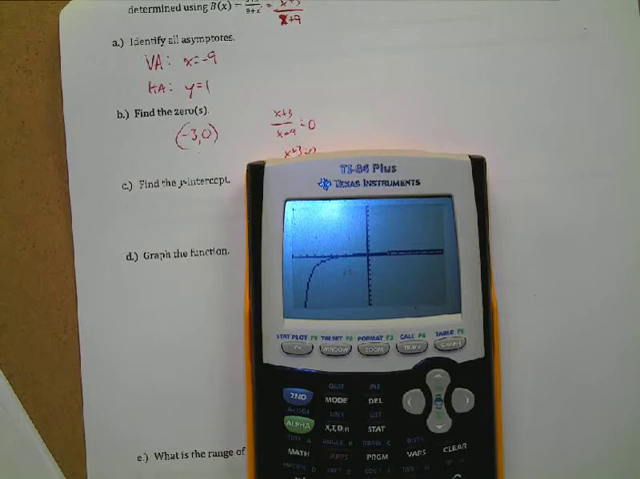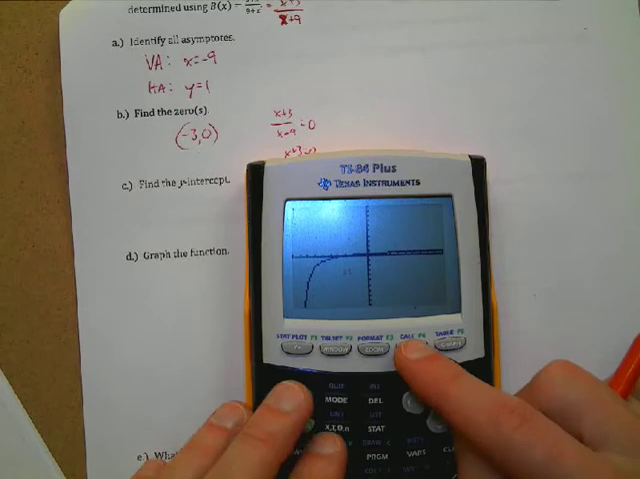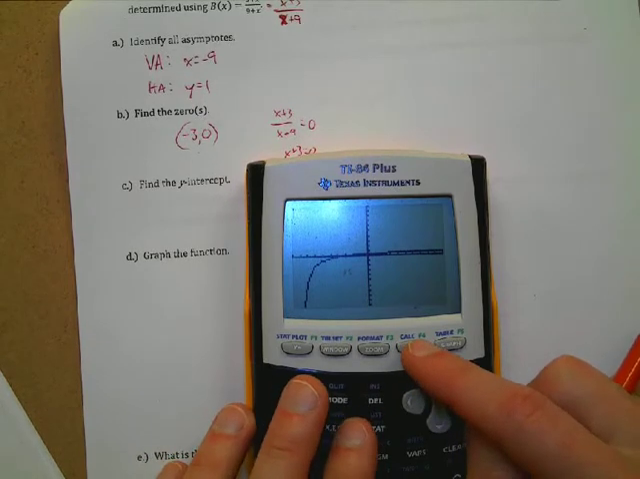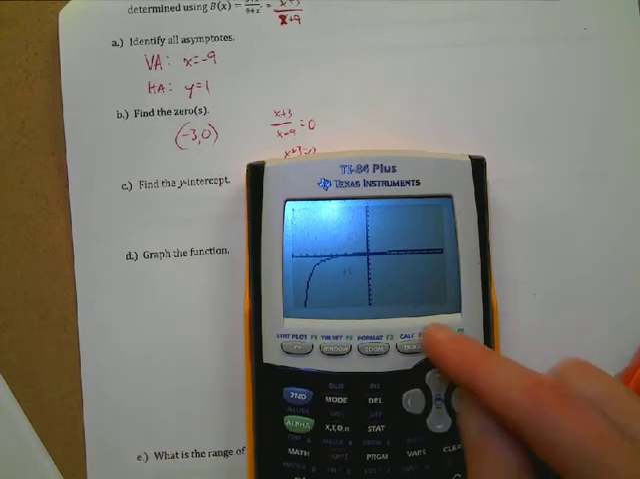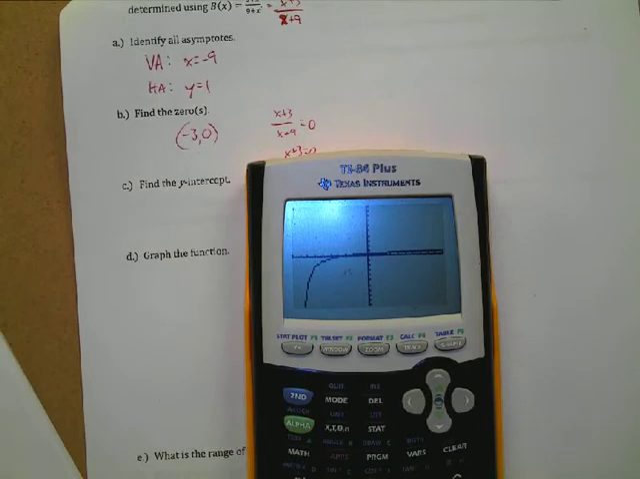Yeah, Mike? I put it in zoom box. Oh, zoom in on it. Okay, yep, we can do that. I'm going to tell you right now it's going to be hard to see because it's going to be a fraction. So it's not going to cross through a nice number. It's going to be a fraction. But that would work too. You could zoom in on it. What else could we do? How can we find the y-intercept here?